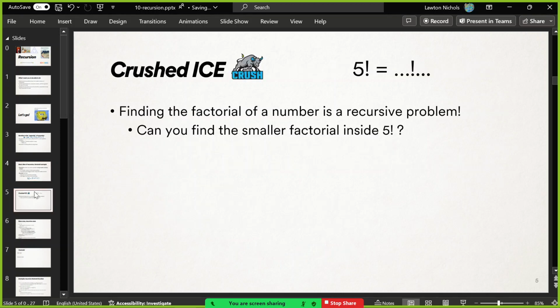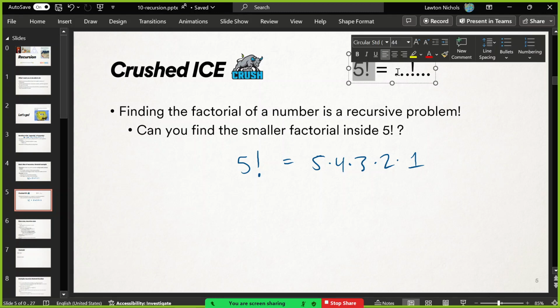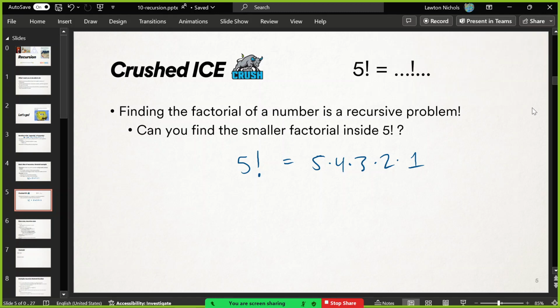All right. So here's a question for you to ponder. Factorial is a recursive problem, which means you can find factorials inside of factorials. Discuss with your neighbor, do you see a smaller factorial inside of 5 factorial? Potentially multiple smaller factorials. Take a minute to discuss with the people sitting next to you. So we're going to define 5 factorial in terms of another factorial and maybe some extra work.